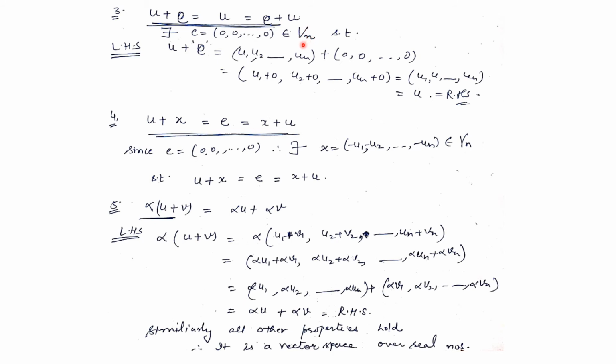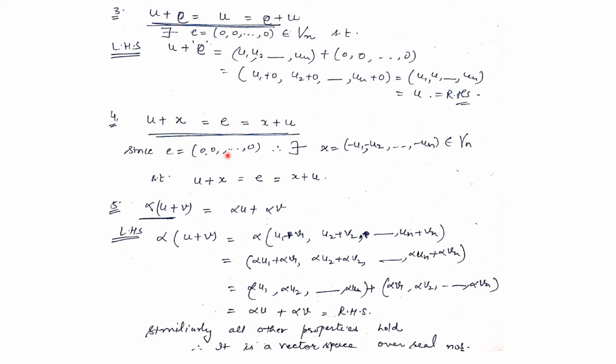So rather than Vn, if we are having V2, what will be the identity? 0, 0. What should we add to u1, u2 so that we again get u1, u2? It is 0, 0. In the case of V3 it is 0, 0, 0, right? A 3 order tuple, so that is the identity in V3 and so on.